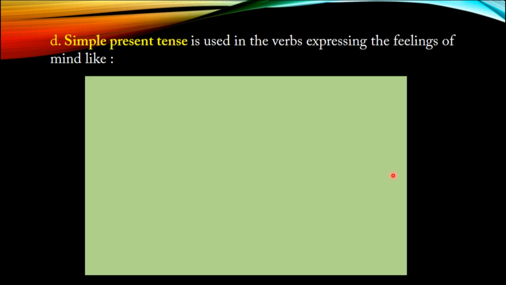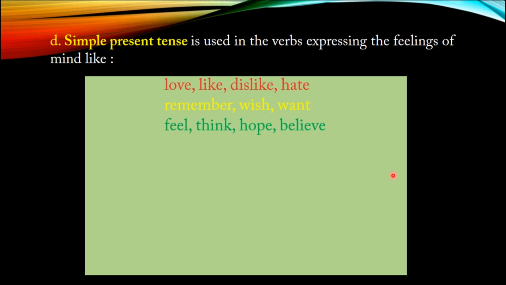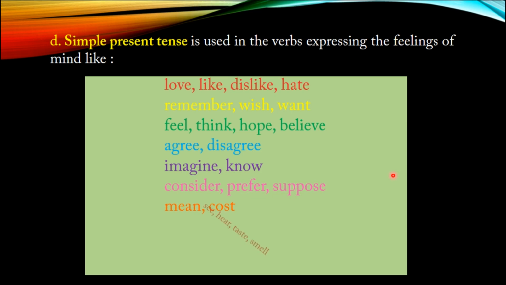Next rule. Simple present tense is used in the verbs expressing the feelings of mind like love, like, dislike, hate, remember, wish, want, feel, think, hope, believe, agree, disagree, imagine, know, consider, prefer, suppose, mean, cost, see, hear, taste, smell, understand, etc.